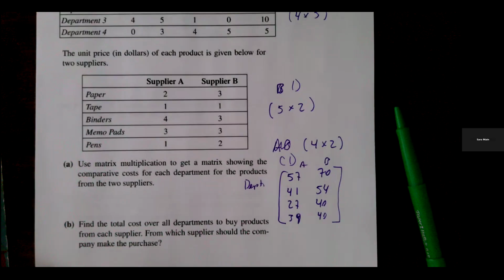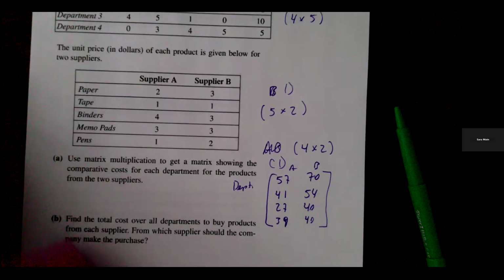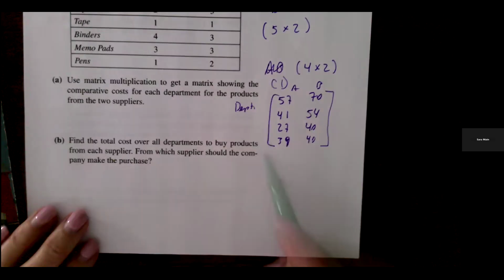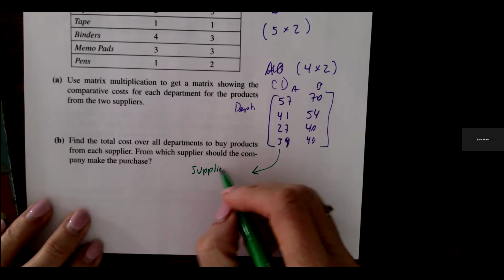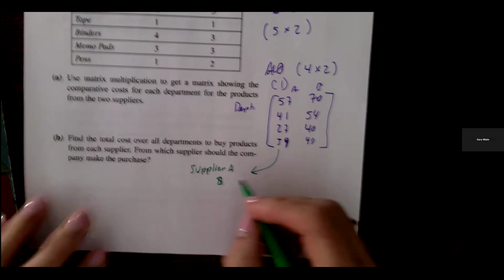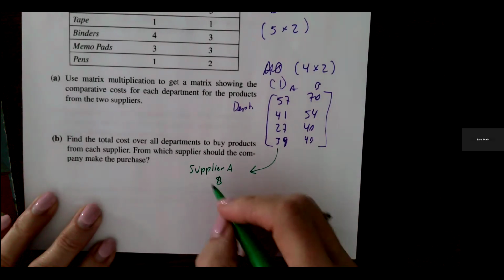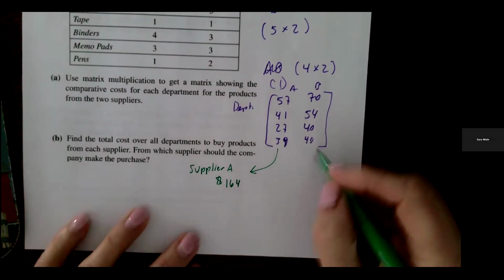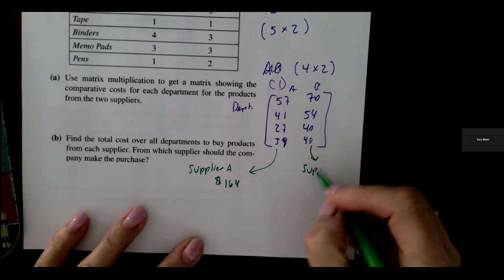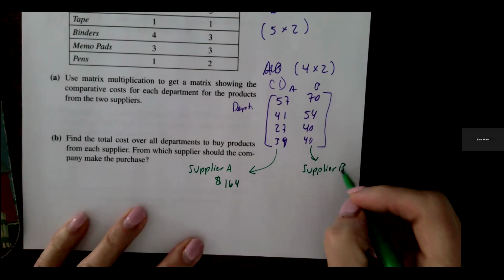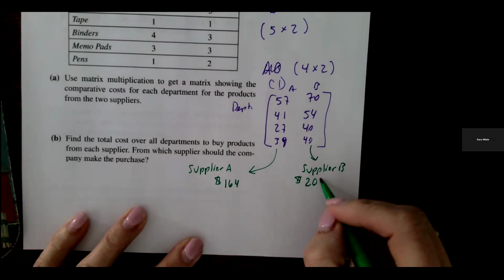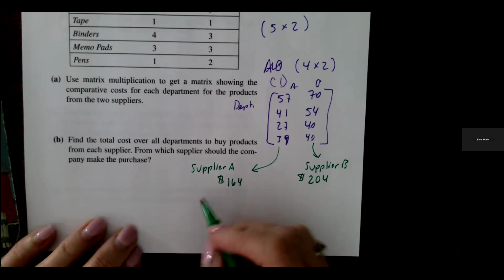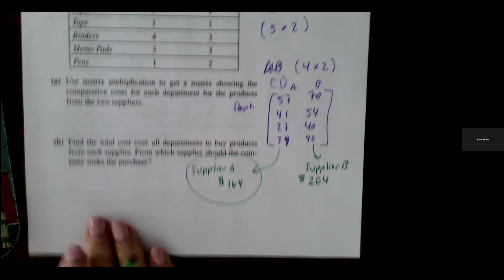And then question B says, find the total cost over all departments to buy products from each supplier. So that would be adding up supplier A. If I add this column here, we get 164. And then supplier B, total cost is 204. So it looks like we should be buying from supplier A. They're a better deal.